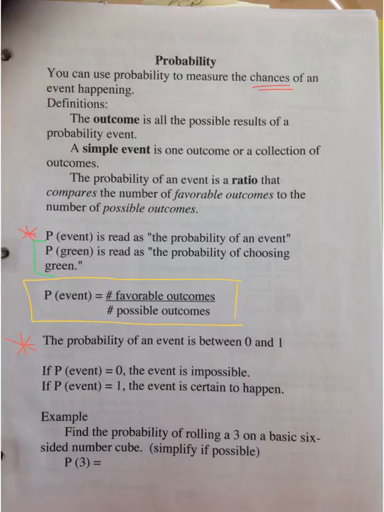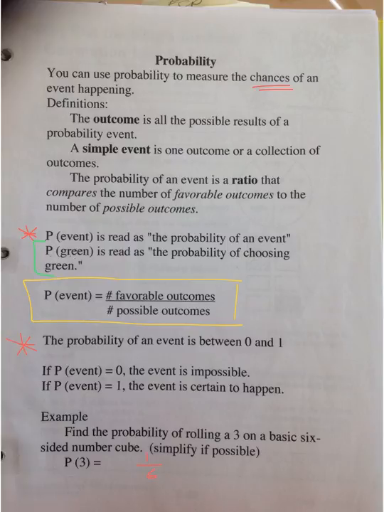Find the probability of rolling a 3 on a basic 6-sided number cube. Well, what do we have? We have a 6-sided number cube, so it's 6. That's the number of possible outcomes, and there's only one 3. So the probability of rolling a 3 is 1 out of 6.